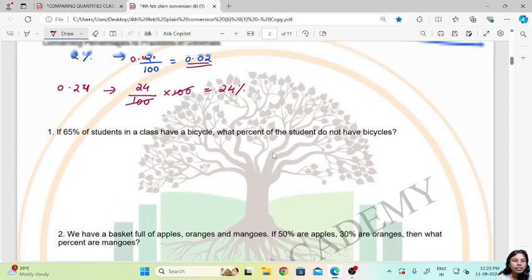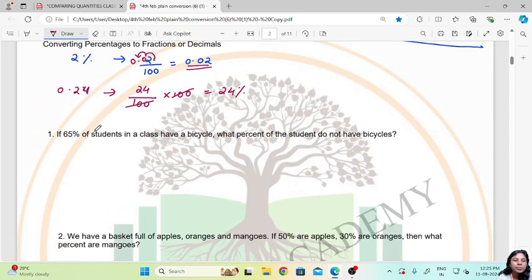Now let's look at this example. If 65% of students in a class have a bicycle, what percent of students do not have a bicycle? When we talk in terms of percentage, one thing we need to know is that the total percent for anything is always 100. Beyond 100 it won't be there. So 65% of students have a bicycle. Now what percent of students do not have a bicycle?